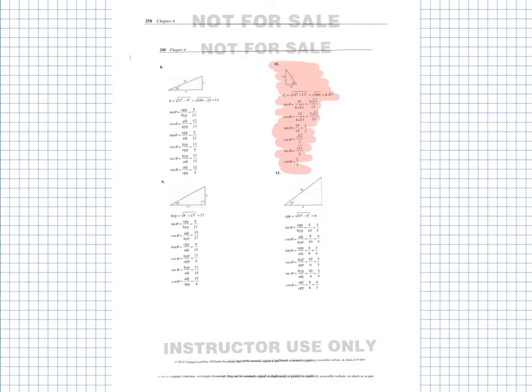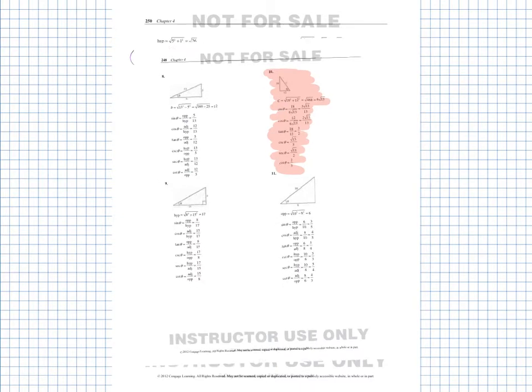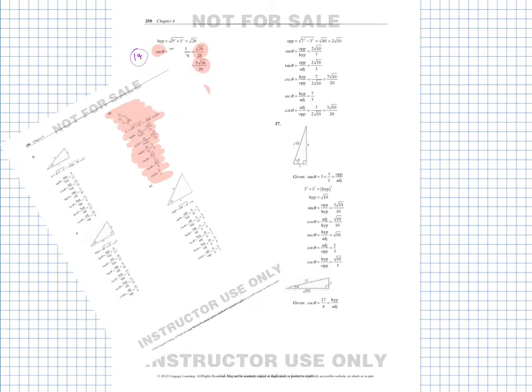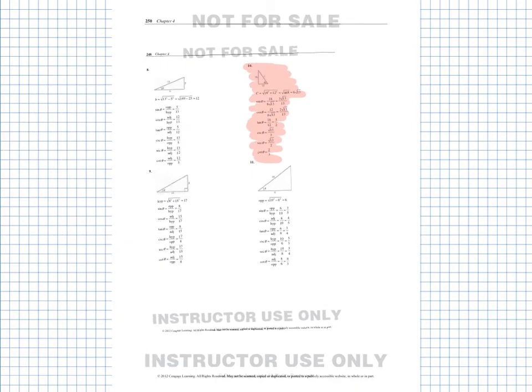All right, how about 4.3? 4.3 was your right triangle trig. Questions on these. So this is where you had to find missing side lengths if you were given a triangle, and then from there, sine and cosine and tangent.